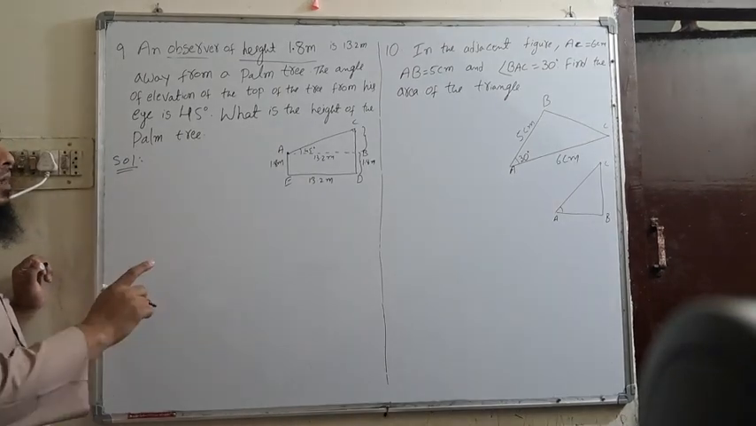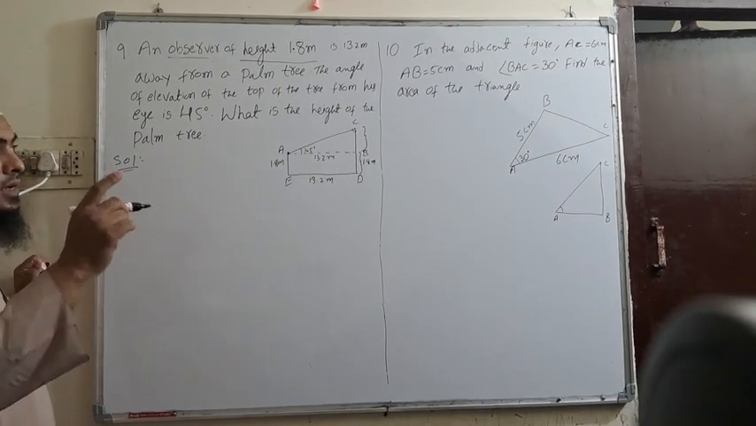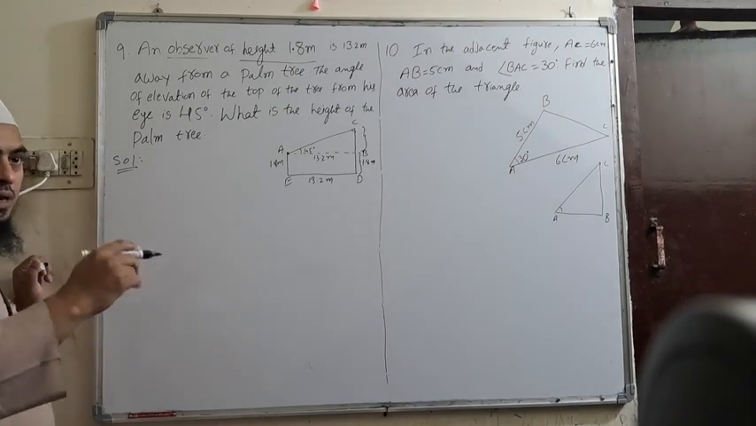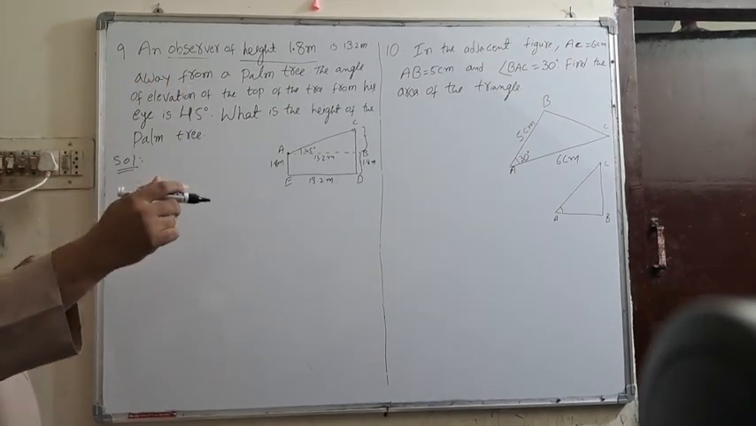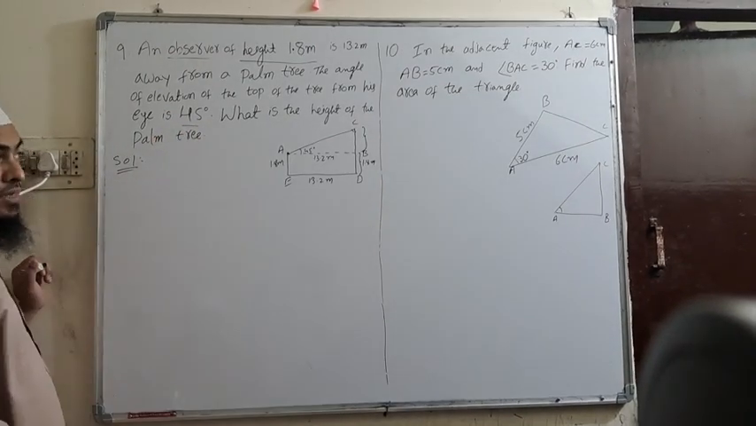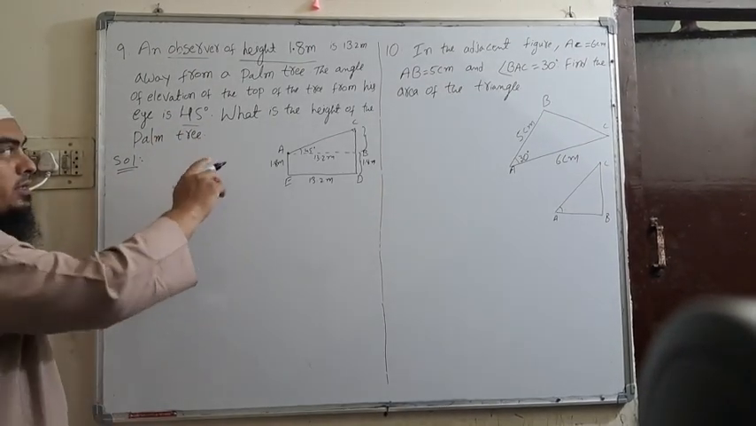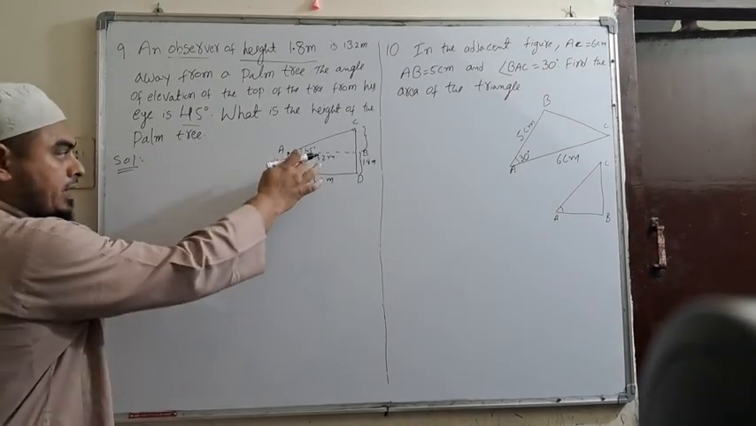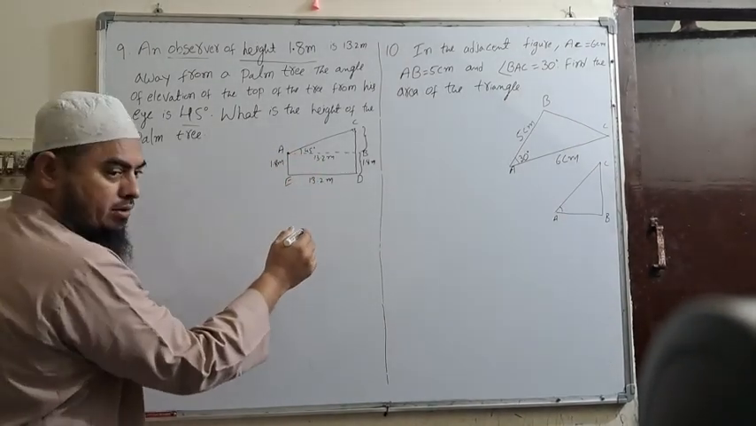The angle of elevation of the top of the tree from his eye, that means the person who is standing and watching the palm tree, is 45 degrees. So that is the angle of elevation. What they are asking here is the height of the palm tree. So the diagram is here, again I will draw for your convenience.